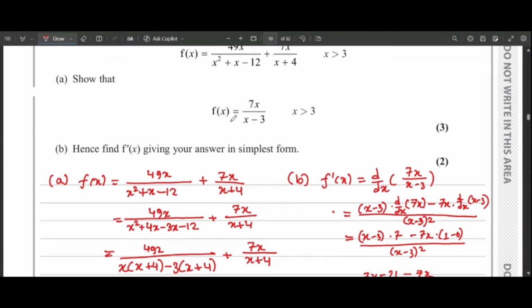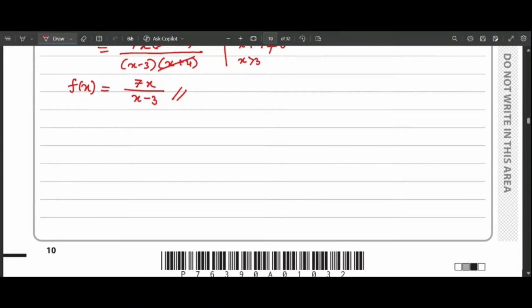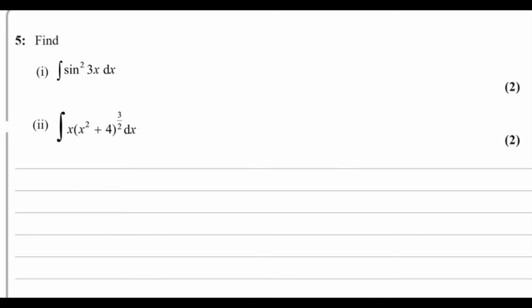So this concludes our question number 4. We can now move on to question number 5. We can see that in question number 5 we have two parts, part 1 and part 2. In part 1, we have to find the integration of sine squared 3x. So in part 1 we write, we have to find the integration of sine squared 3x dx.